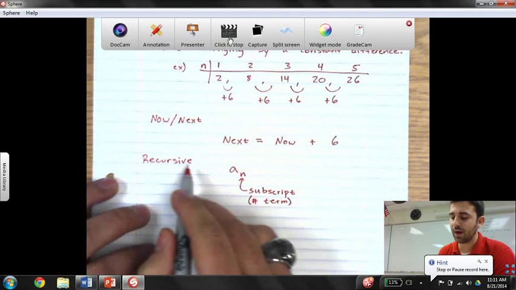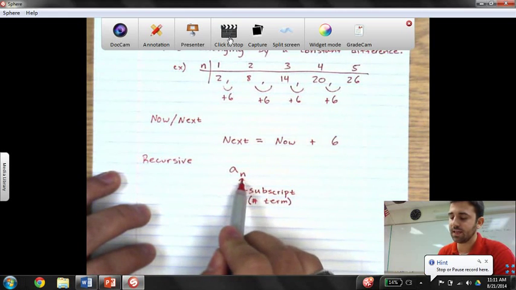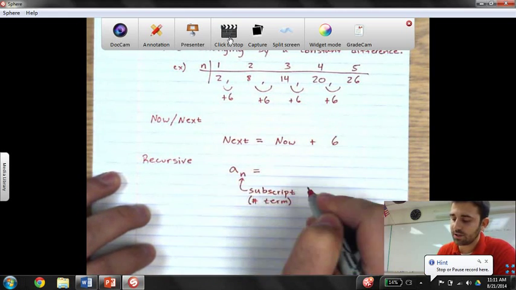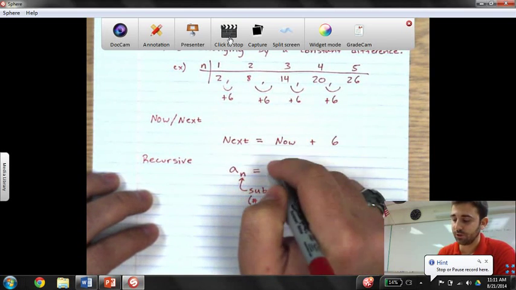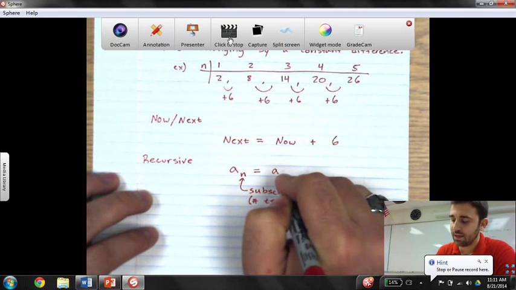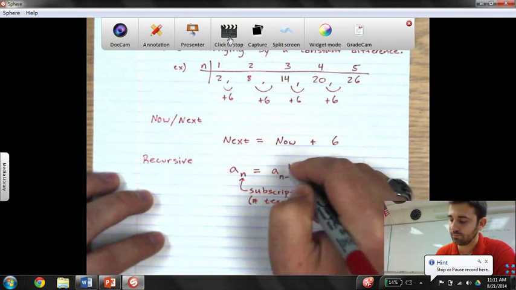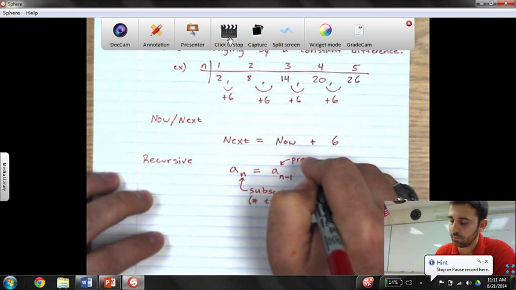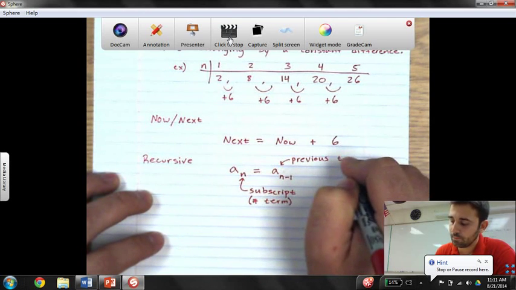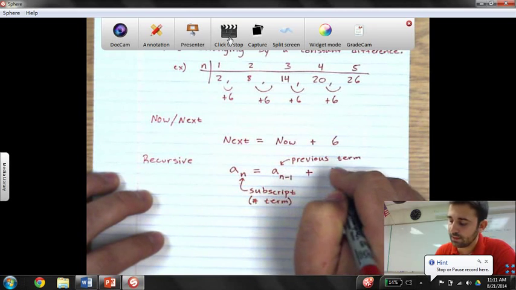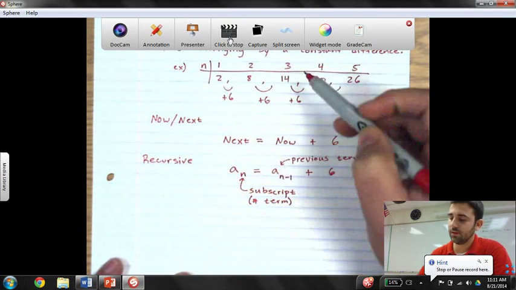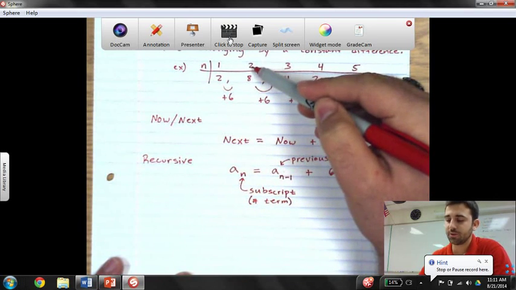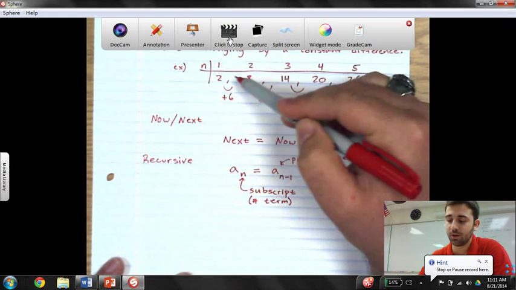So to write a recursive notation, I would say a sub n, to find my next term, is equal to the previous term, which can be represented as a sub n minus 1, plus 6. That n minus 1, if you think about it, says if I have that term 2, the previous term is 1. 2 minus 1 is 1.